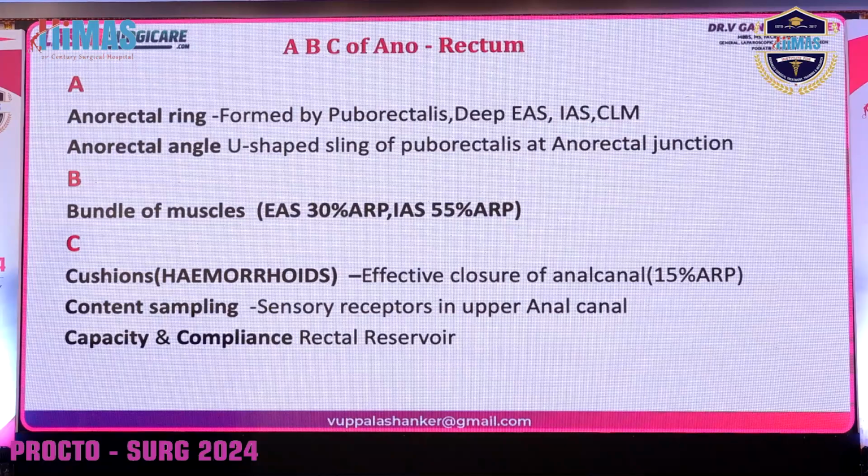I'm skipping that. So just to summarize the ABC of the anorectum: the anorectal ring and anorectal angle, you should maintain these. The external anal sphincter accounts for 30% of anal resting pressure, and the internal anal sphincter 55%. And the cushions are essential for continence. That is the reason for the non-excisional trend of hemorrhoidopexy. And sampling and capacity are very important functions of the rectum. Capacity and compliance is the function where the intrarectal volume increases without increasing the pressure.